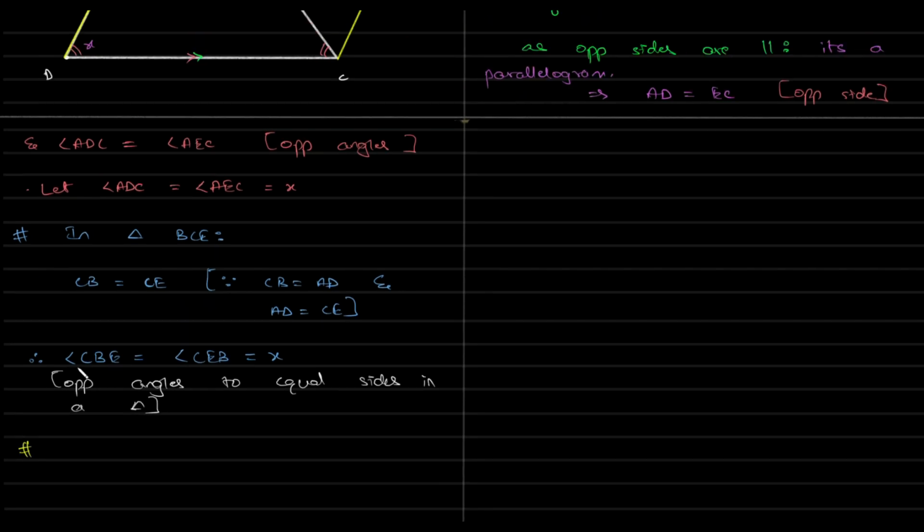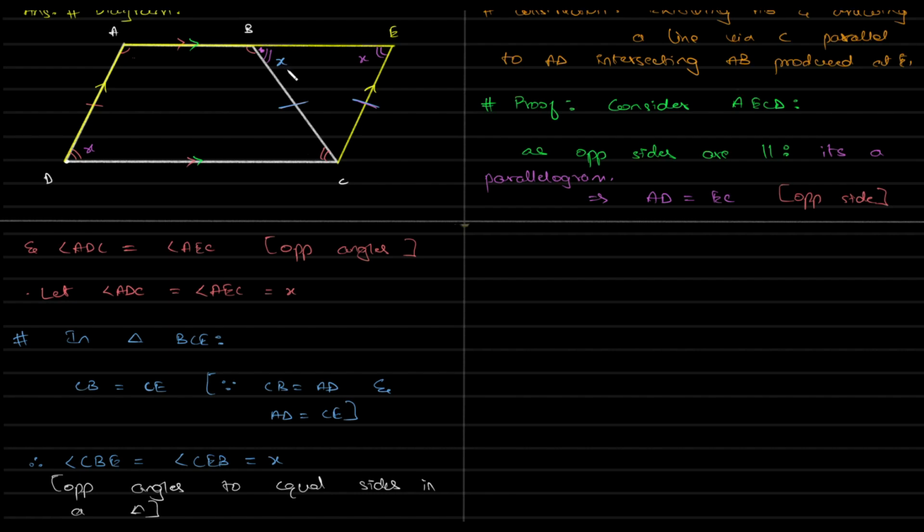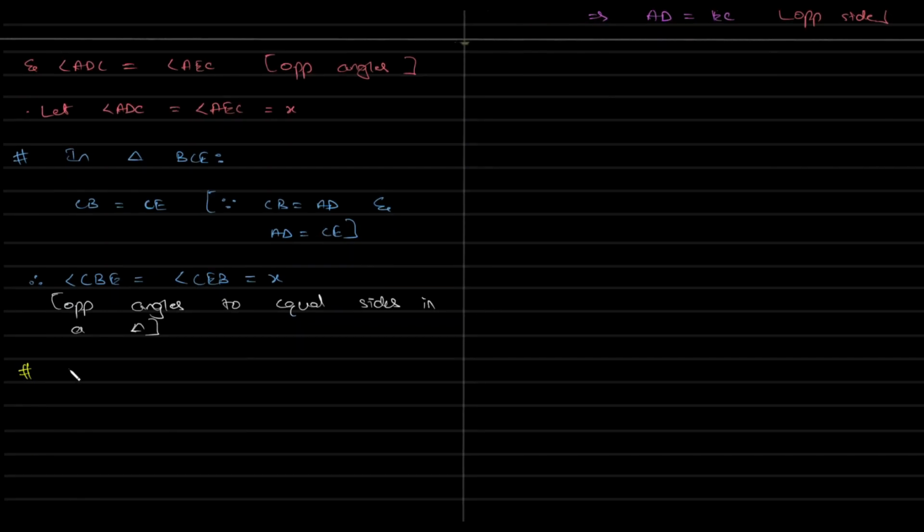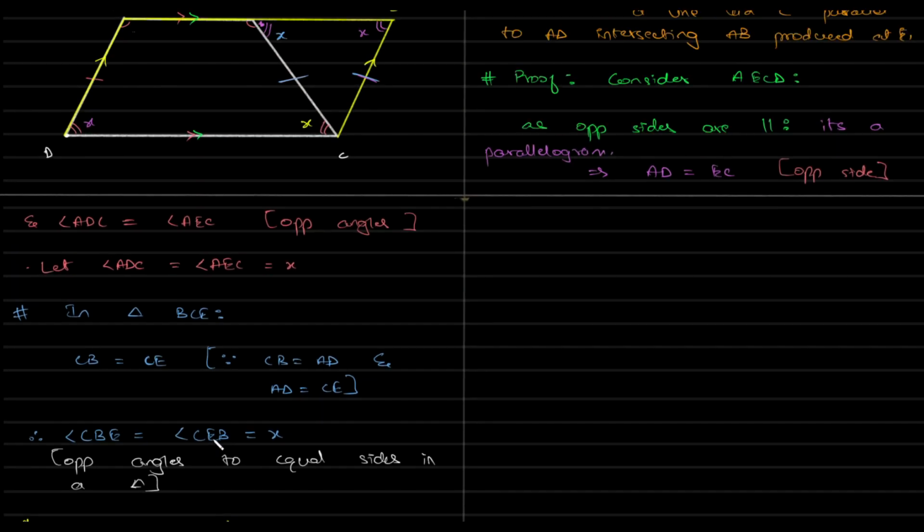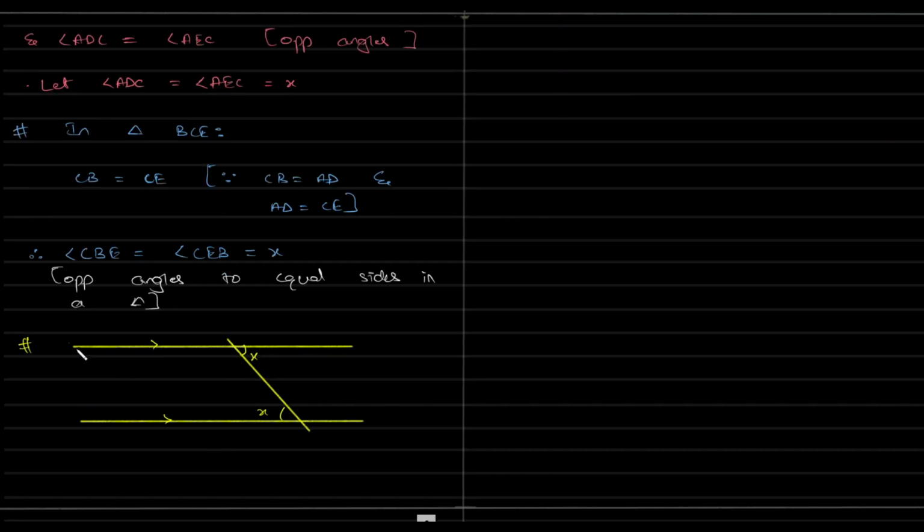Now, with this as x, we can call this as also x. Why? EBC is equal to DCB. So I'll show you why. We have a line and another line, and this is your transversal line. So this is x. This also should be x because these two are parallel. Does it make sense? Okay, so we just have to name this and things will be clear to you guys.